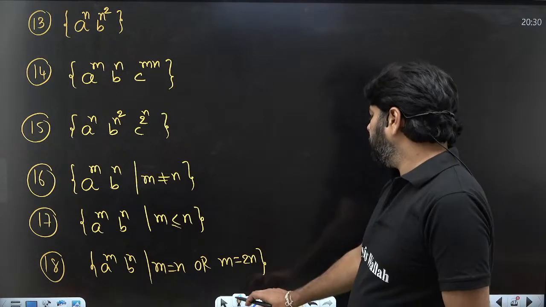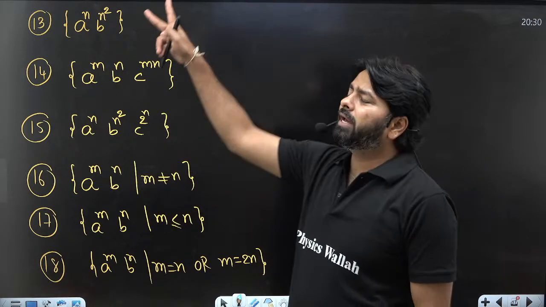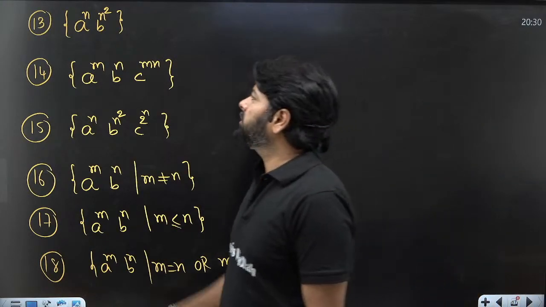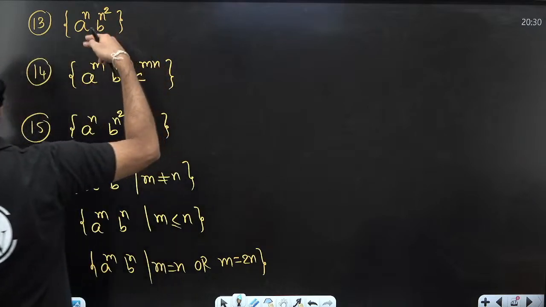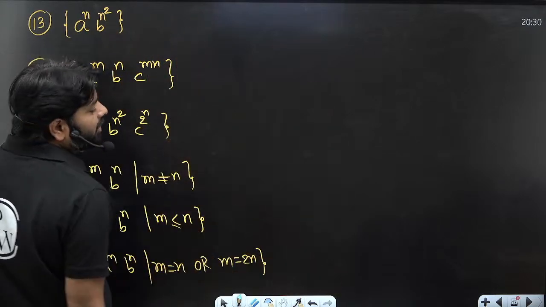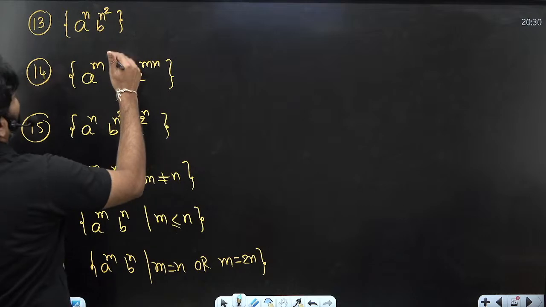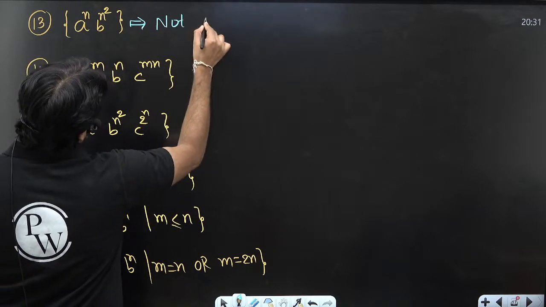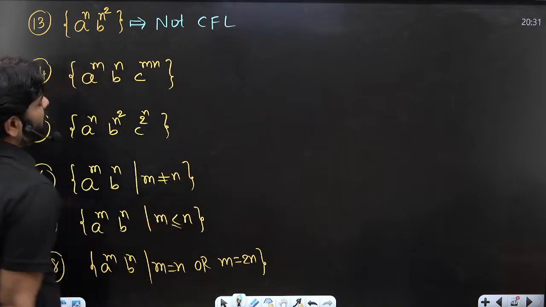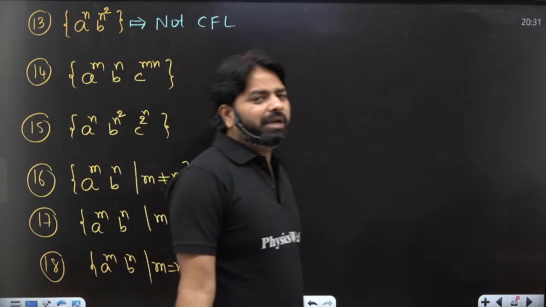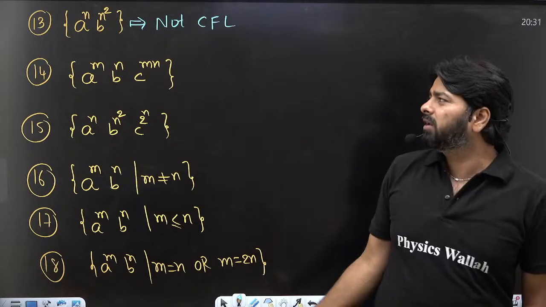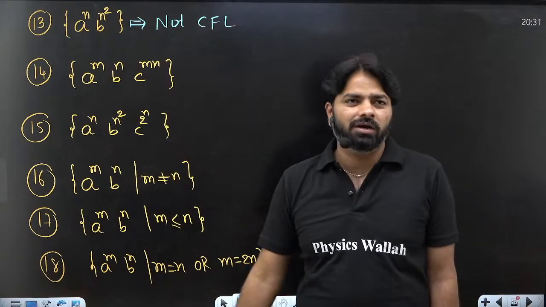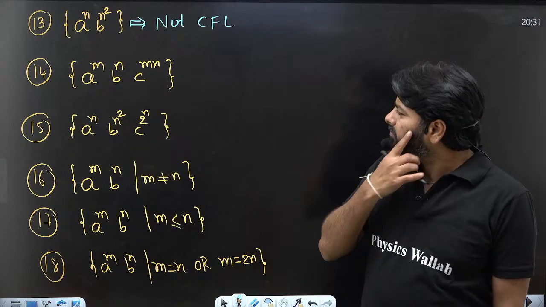First one, the n square concept is impossible using the stack. You cannot do n square, though you can do 2n, 3n, 100n at least. But this concept of n square is not there in a stack at all. So not CFL is the best answer, because not CFL means it is not DCFL, not regular, everything is answered. So not CFL is the best answer for the 13th one.